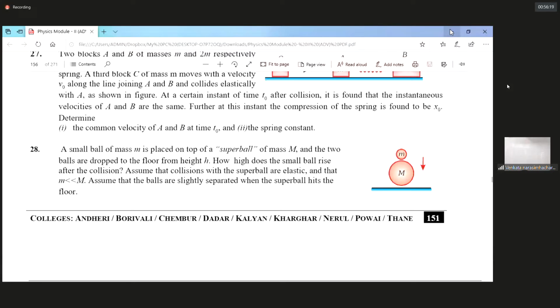So, just confirming, when they say assume collisions with the superball are elastic, that means even superball and floor is elastic, right? Yes, all collisions with the floor are elastic. Okay, so all collisions of the superball are elastic.